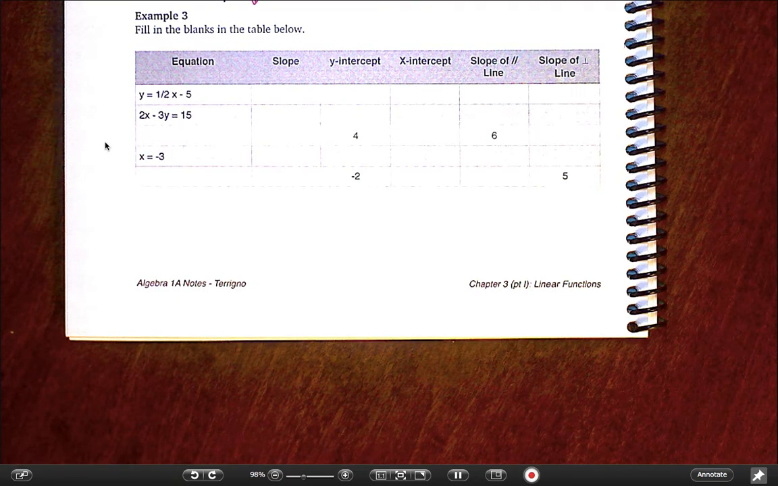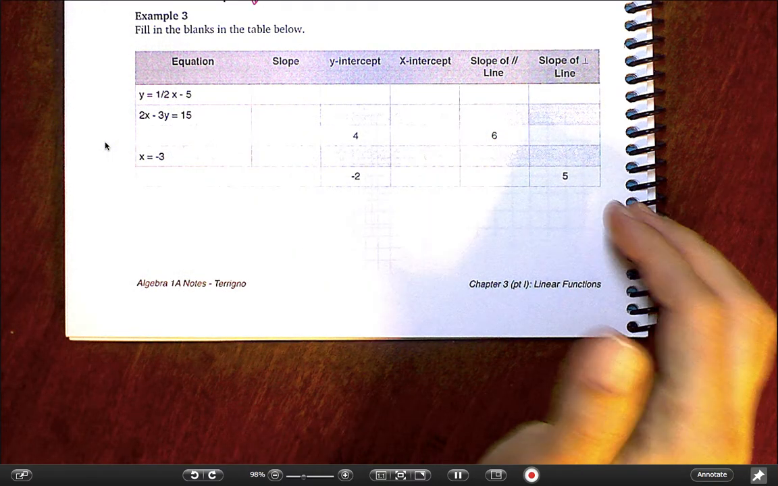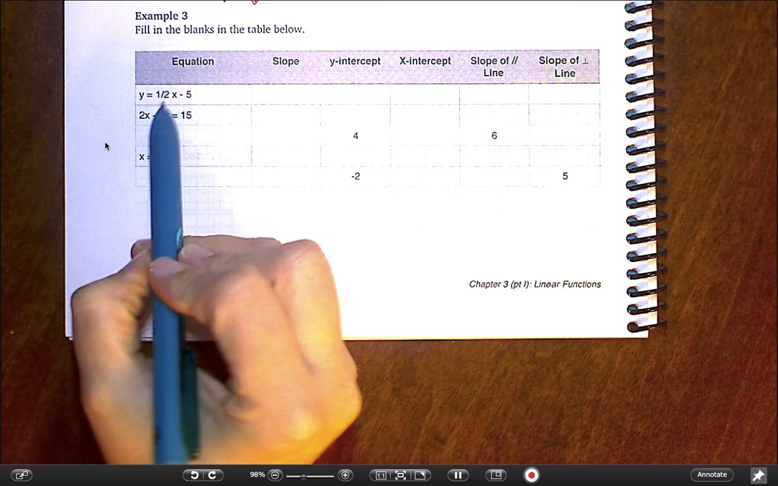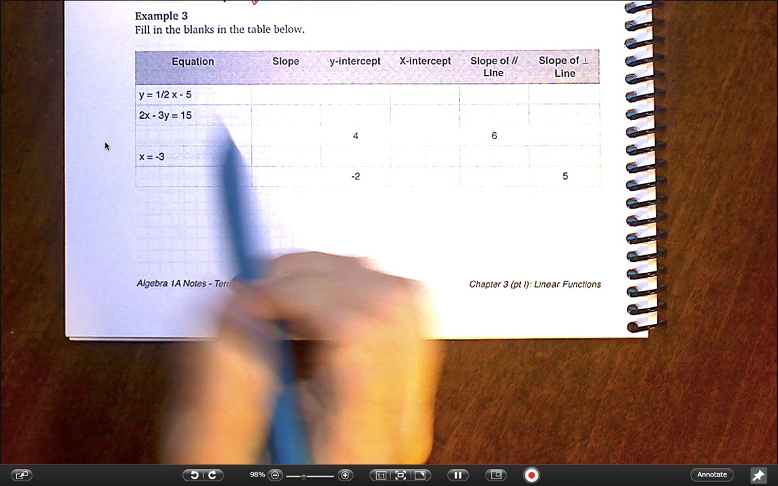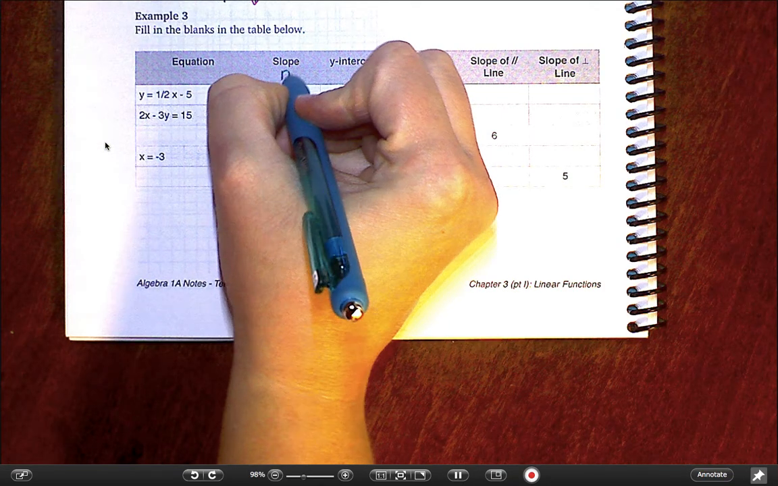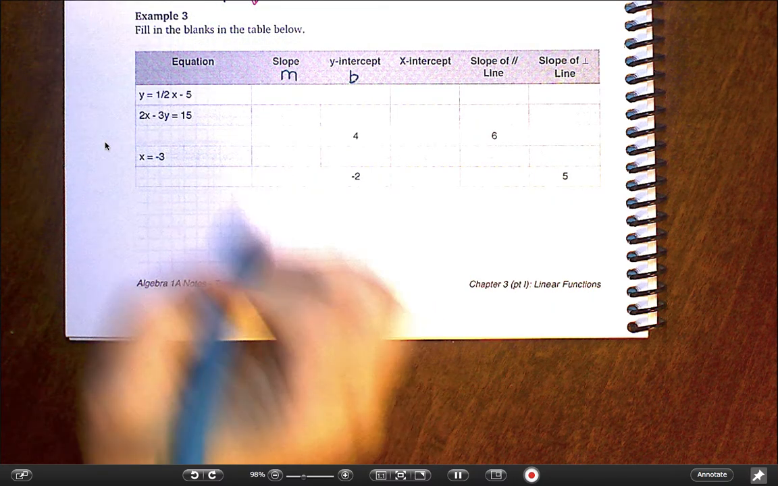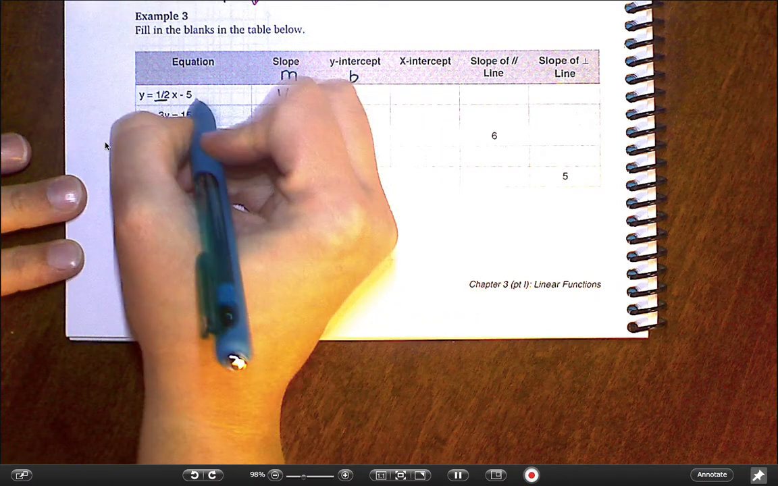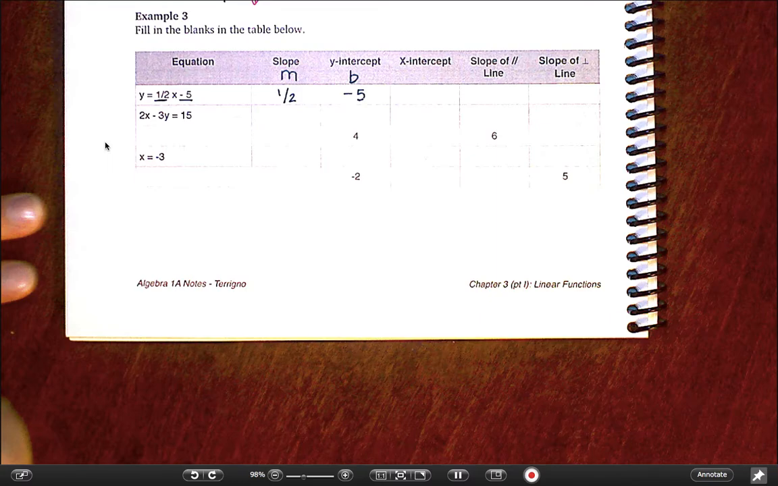And I get that that is difficult. It's a little overwhelming, but I don't want you to think of this as a new procedure you have to learn. So let's work through these together. This first equation here is in slope-intercept form, mx plus b, which means that my slope and my y-intercept should be handed to me on a silver platter. My slope is 1/2, and my y-intercept is -5. Those are just sitting right there for me.